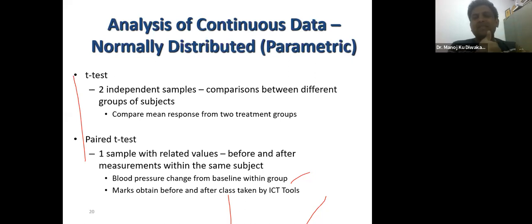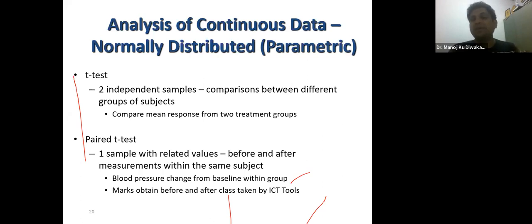In the t-test for two independent samples, we compare different groups of subjects and compare the mean responses from the two treatment groups. Another example: we give two treatments, one group treated with paracetamol and another group of people getting the placebo. We are comparing the mean value of these two samples. That is the sort of analysis we do with the t-test.